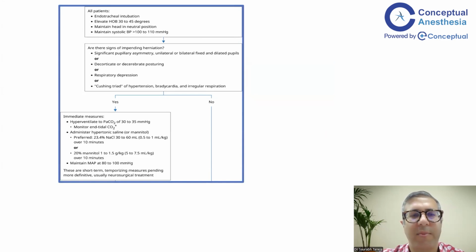So we are using more and more hypertonic saline these days. And remember, if the patient is having any herniation, these immediate measures are short-term temporizing measures. They are not a long-term measure. They are a short-term temporary measure. The long-term measure is a definitive one, usually a neurosurgical treatment.